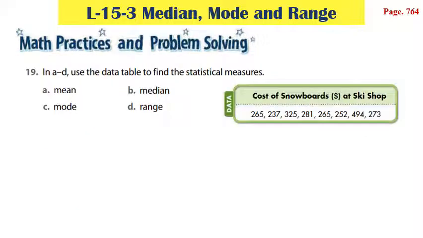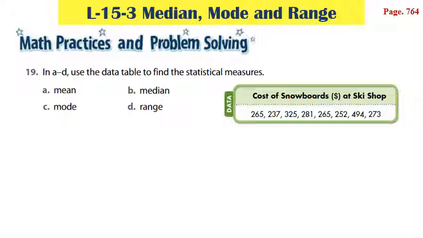Okay dear students, now tell me the answer for 19, our today's last question. In A to D, use the data table to find the statistical measures. We have this data table, cost of snowboards, values are given in dollars, at a ski shop: 265.37, 325, 281, 265, 252, 494, 273. I am waiting for your answers.